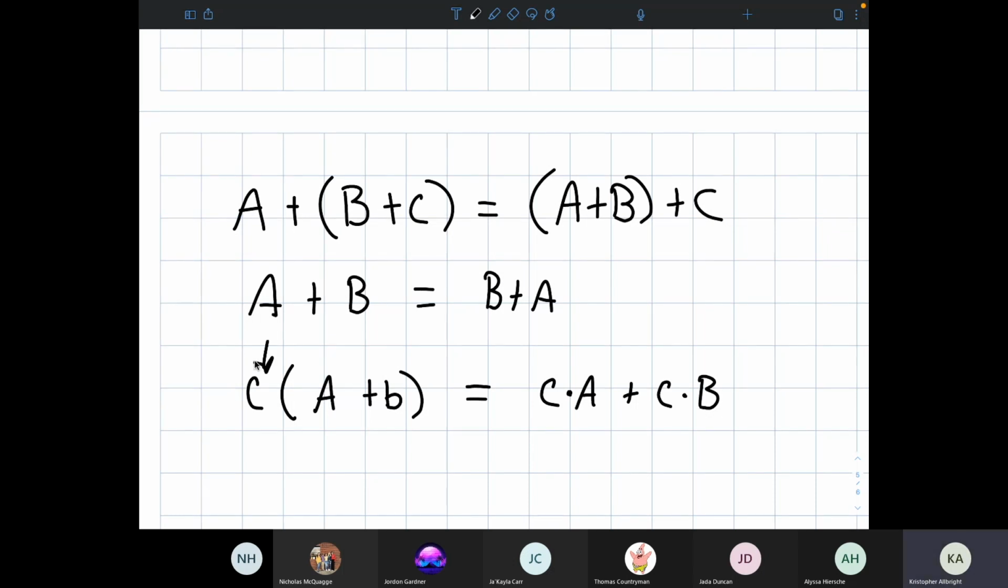So you can also multiply, like if you multiply a scalar by some addition problem, you can do it like this as well. This is called the distributive property.